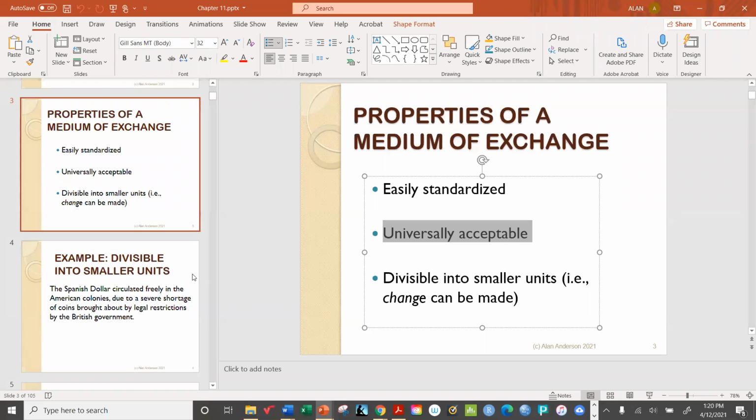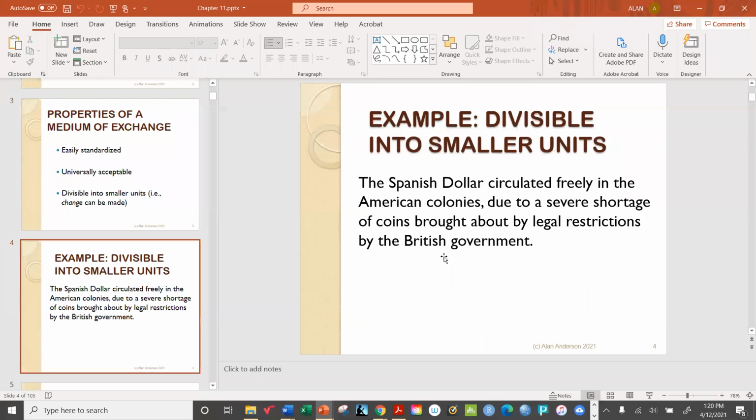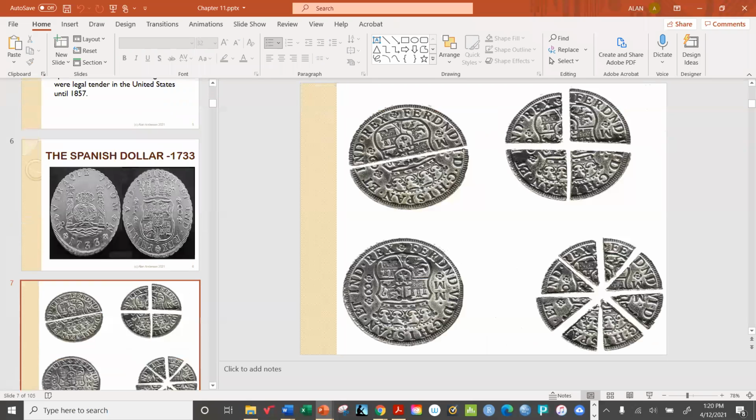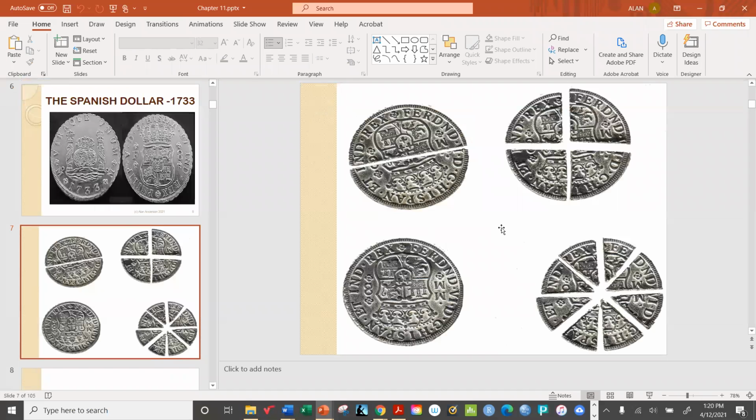And so the divisibility part got to be a bit of an issue, but they figured out a way to get around it. How do you like that? They just literally, I guess you'd need a very powerful knife to do this. It's probably an axe that they're using. But yes, so this is what happens when people are desperate.